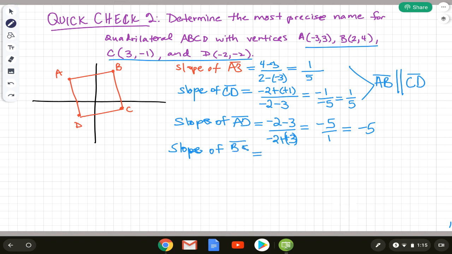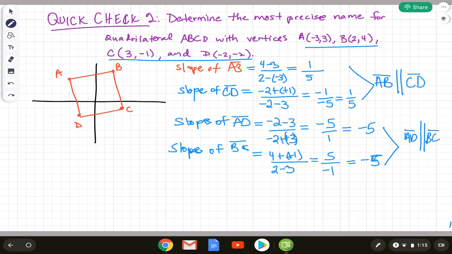Okay, so for this one I'm going to have 4 minus a negative 1 over 2 minus 3. That's going to give me a positive 5 on top over a negative 1 on the bottom, so that would be negative 5. It looks like I wrote a 3. Okay, so these two have the same slope also, which means AD is parallel to BC.